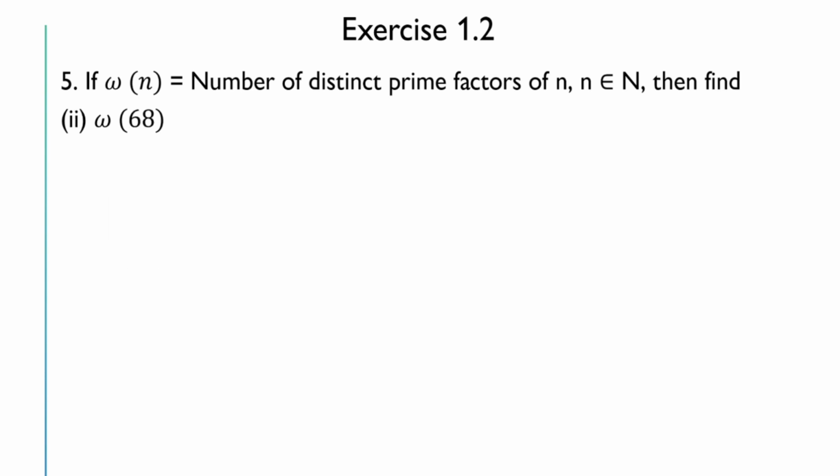Next question is the number of distinct prime factors of 68. Let us try to factorize 68. If we factorize, we get 2 square into 17. So the number of distinct prime factors is only 2 because only 2 and 17 are the distinct prime factors. So omega of 68 is equal to 2.